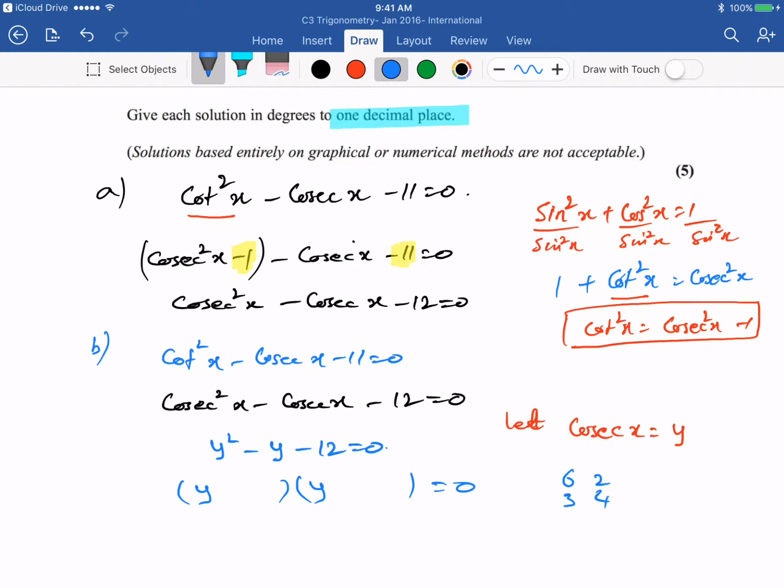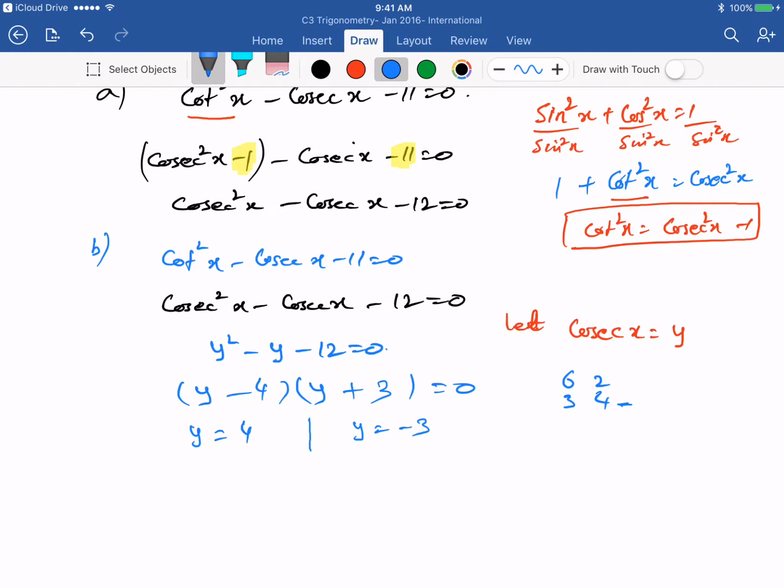We need minus 1, so I'm happy to use 3 and 4 there. So minus 4 and plus 3, that works fine. Which will eventually give me y equals 4 and y equals minus 3. So don't forget to put it back. Now we said initially cosec, so I can say now cosec x is equal to 4 and cosec x equals minus 3.